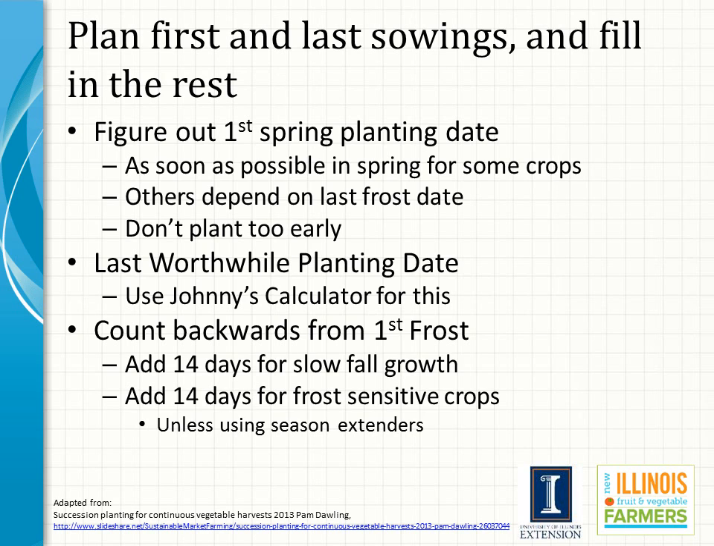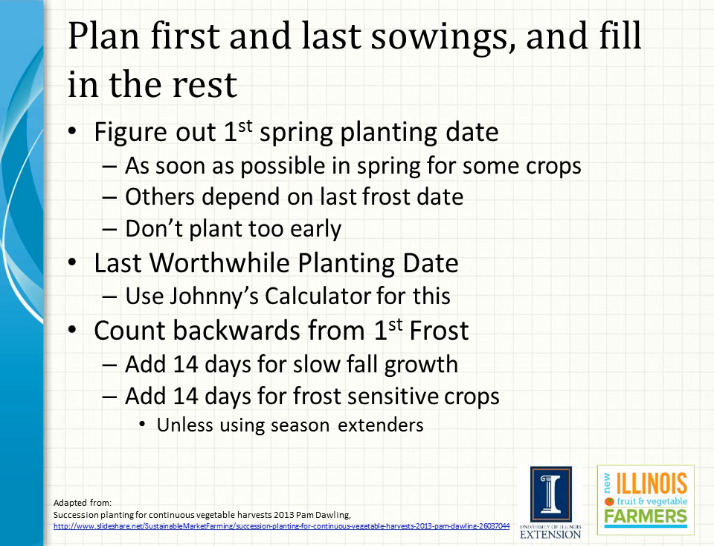Next, you need to figure out the last worthwhile planting date for your area. Utilizing the spreadsheet in the next slide is useful for this. To do this by hand, you can count backwards from the first frost date by the corresponding maturity days for the given crop. You need to factor in an additional 14 days for slow fall growth and add another 14 days for the frost-sensitive crops, unless you're using season extenders like floating row covers.